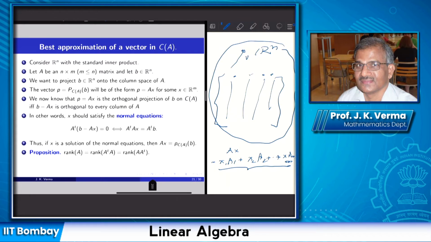To find the best approximation in the column space, we derive the normal equations. And now we want to show that the normal equations always have a solution. Okay, and we know this by using the Gram-Schmidt process and projection, etc. We know that there is a best approximation, but we are now approaching the same problem from a different angle. We will show that the normal equations always have a solution. Once you have the solution, then Ax is the best approximation to B.